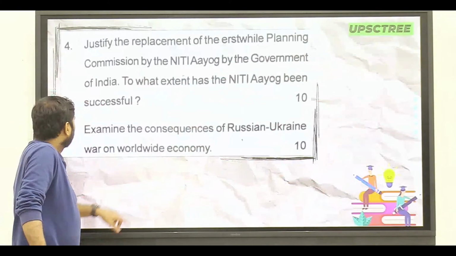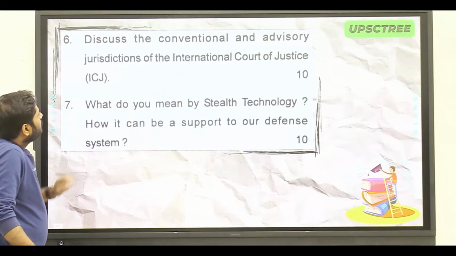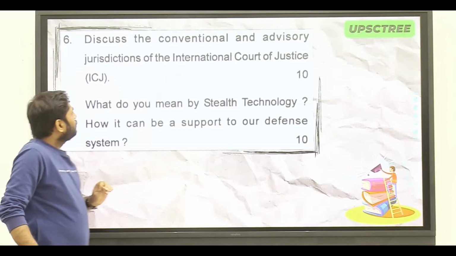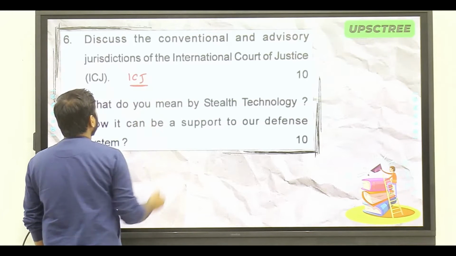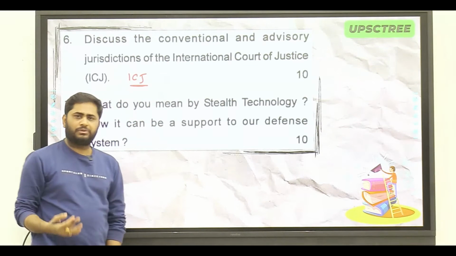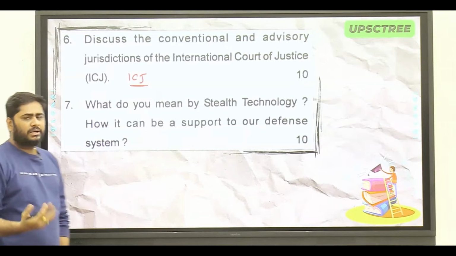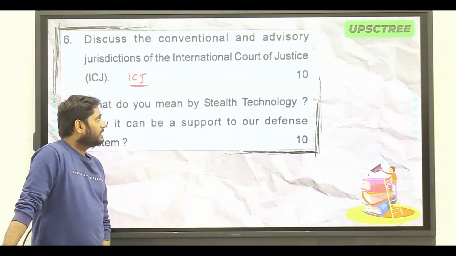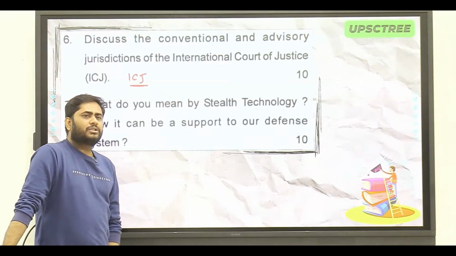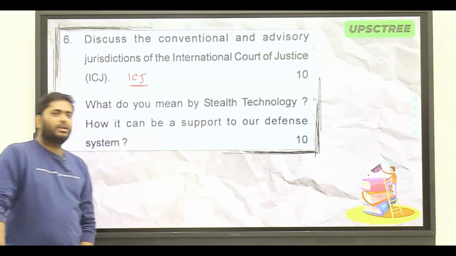Moving on, the next question. Discuss the conventional and advisory jurisdiction of the ICJ. The International Court of Justice is part of the UN system that you establish, and you discuss where its headquarters is. And you discuss that the ICJ is a toothless tiger, because even though it is an international court and it has given a pronouncement, it does not have the mechanism to implement those pronouncements.